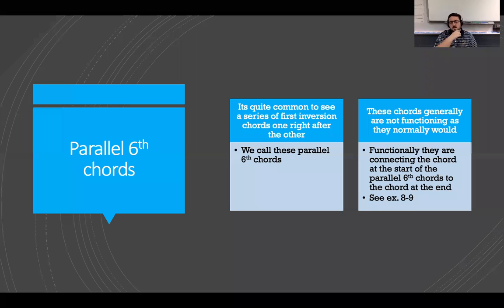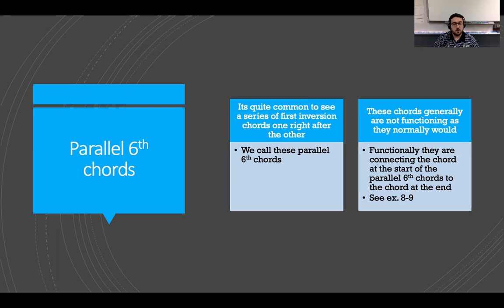So one of the last things I want to mention here is the idea of parallel sixth chords. If we see a series of chords in first inversion, one right after the other, we call them sixth chords. And you see this in a lot of tonal music. If you see them one right after the other, you're going to notice that they are not really functioning in the way that a chord normally would.